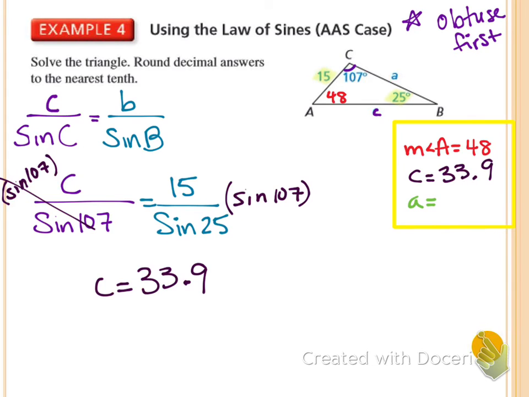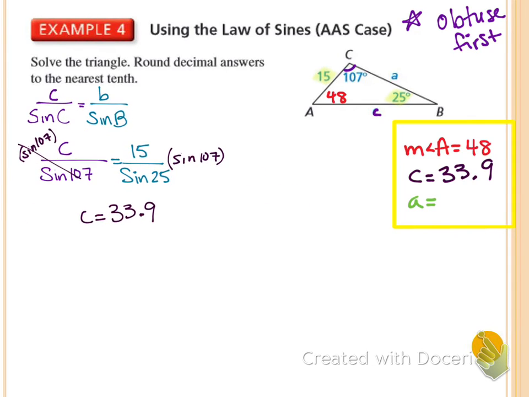Can I use the Pythagorean theorem on a non-right triangle? No. I've seen a lot of people try. You're not going to get the right answer. You have to set up the law of sine again. Are we ready for side A?